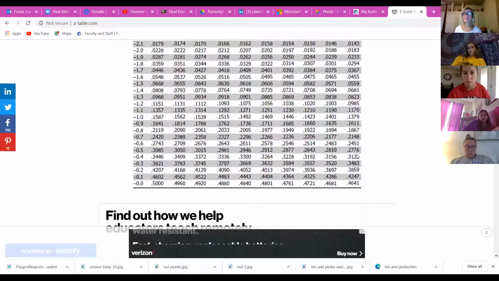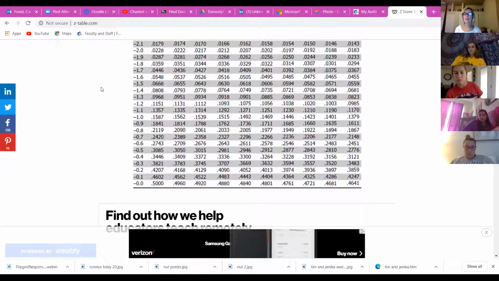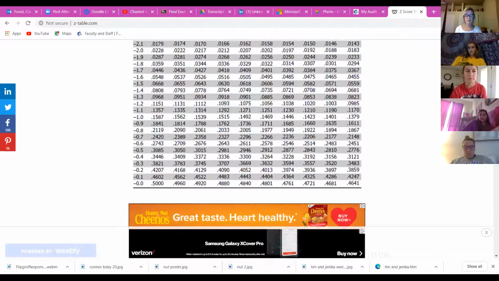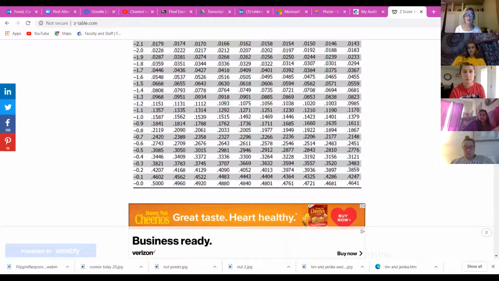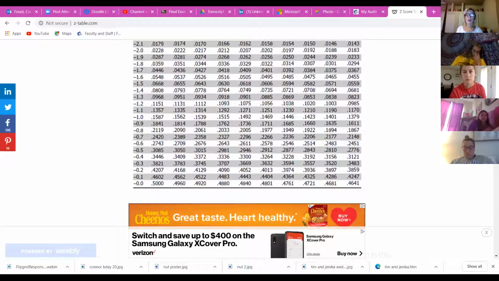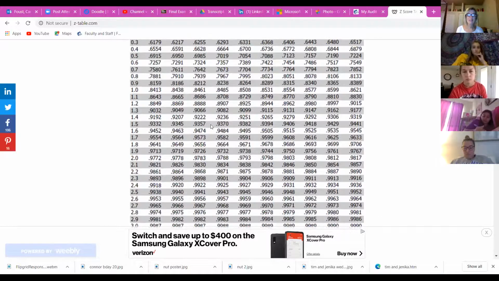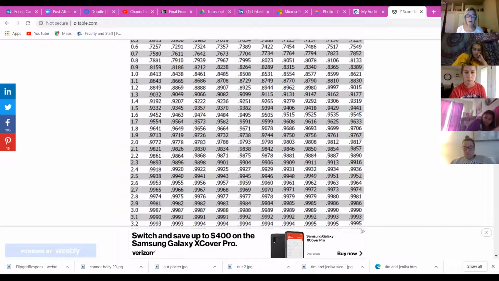Okay, you guys get how to read the z table? So that's what you should have done: you should have figured out your z-score and then gone to the z table, whether you were at the positive or the negative here. I'll do one of the positive ones.